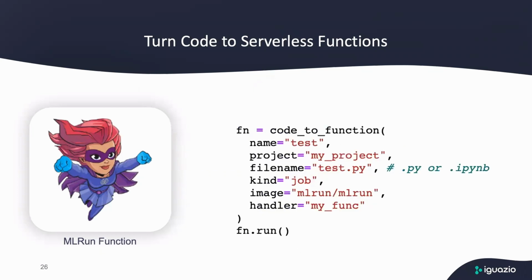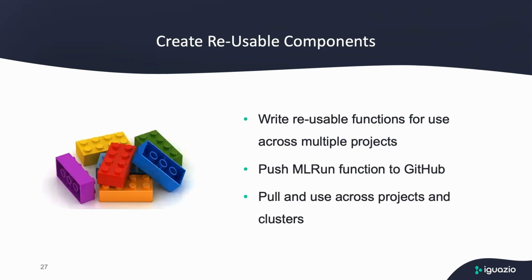So this here is an example of what this might look like. The Python API has a function called code_to_function, where in this case, I'm running my test.py file using the mlrun/mlrun image. And when it starts up, I want to run myfunc. That's the function I want to run. So this is all compiled into this MLRun function abstraction that we've called fn. And in order to run it, fn.run. That's pretty much it.